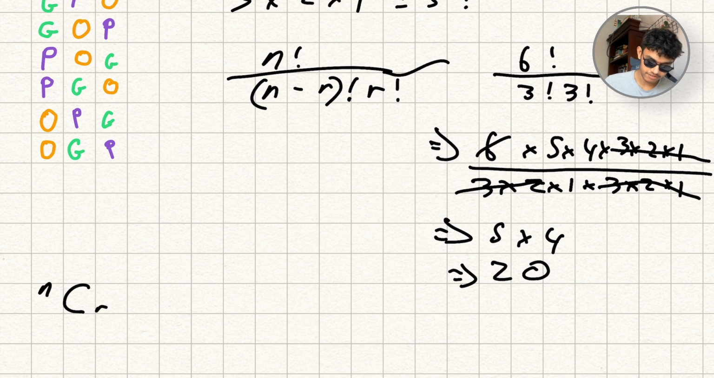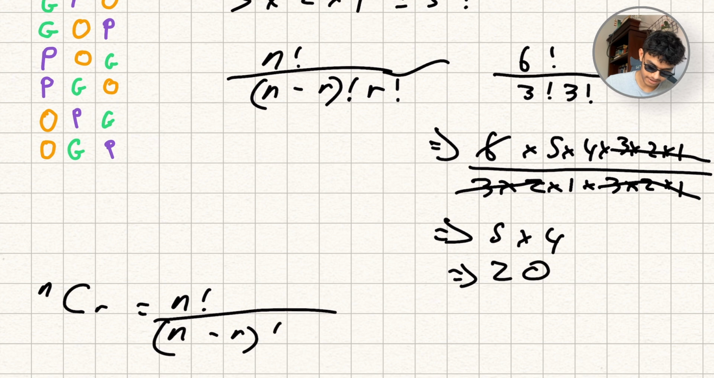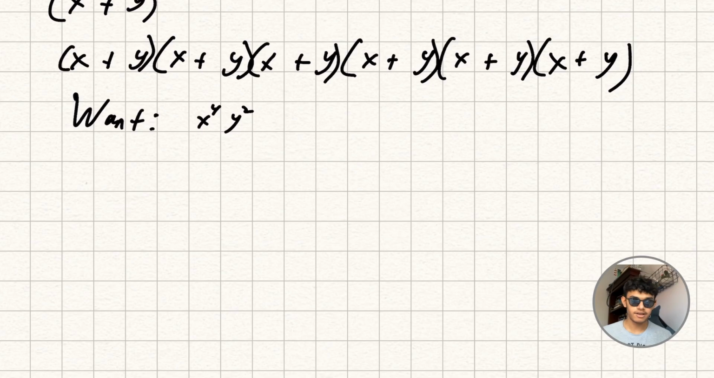So I've written the formula up here, I'll write it down again. n factorial over (n minus r) factorial multiplied by r factorial. So how does this all relate to binomial? Let's say we've got (x plus y) to the power of 6. I've written down what that would look like here. So we want 4 x's and 2 y's.